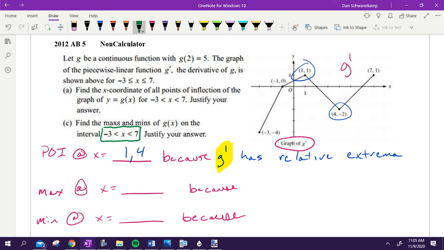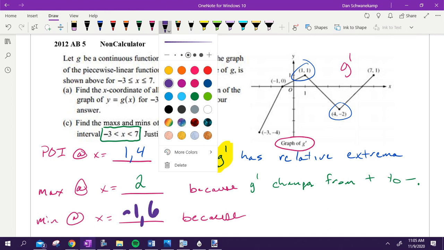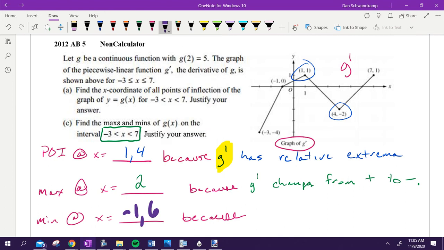Jesse, where did you think we have a maximum here? At 2. Why did you think x equals 2 is a maximum? G prime changes from positive to negative. Good. That's our justification. Now we're looking for minimums. Jalen, where do you think we have minimums? -1 and 6. Why at -1 and 6? No, I don't like that. Don't say because it changes. Say because G prime changes from negative to positive.